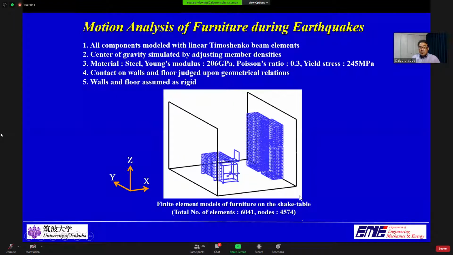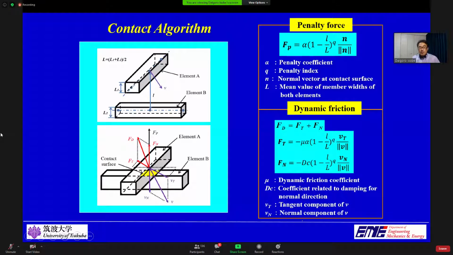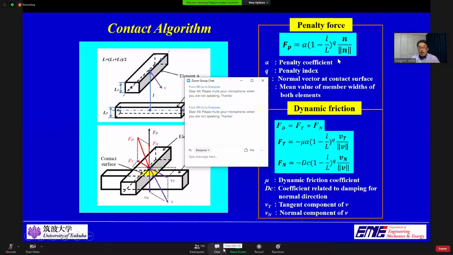To simulate various contact phenomena during seismic excitation, frictional contact between objects was considered using a sophisticated penalty method. This figure shows the subjected forces and the geometrical relations between 2 elements when they approach each other with a relative velocity. Penalty force in the normal direction and frictional forces in tangential and normal directions are considered in this code.